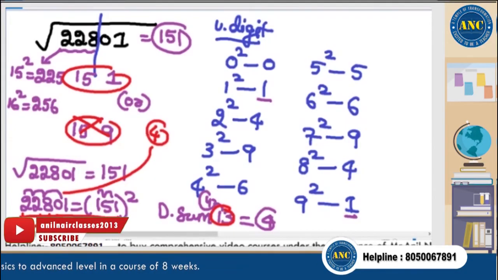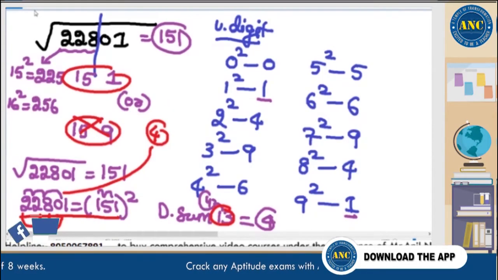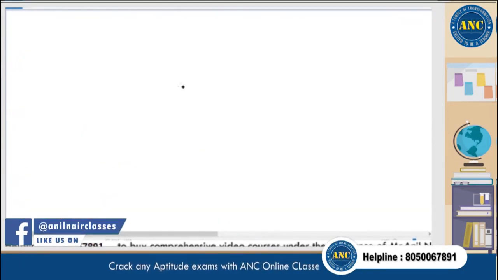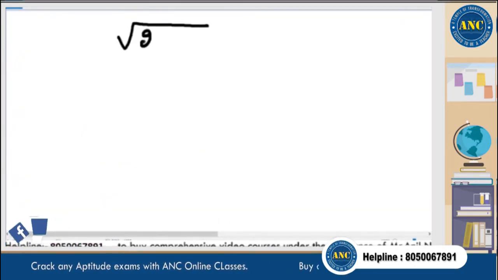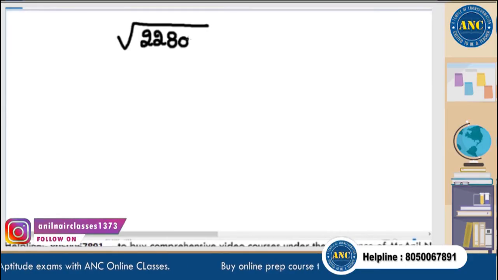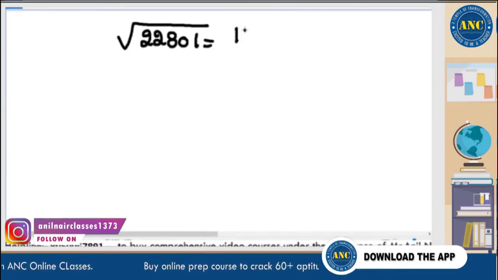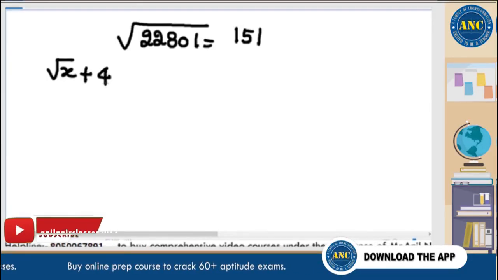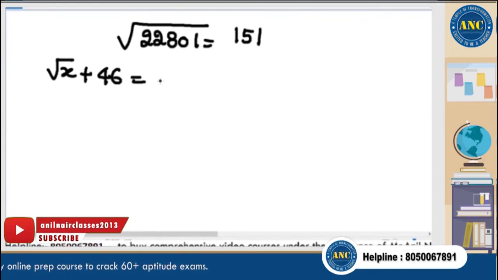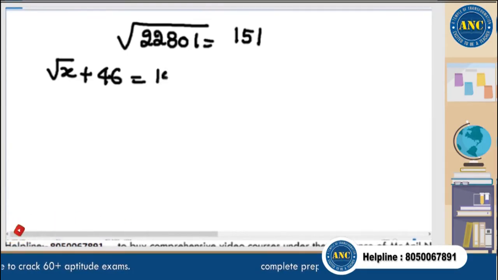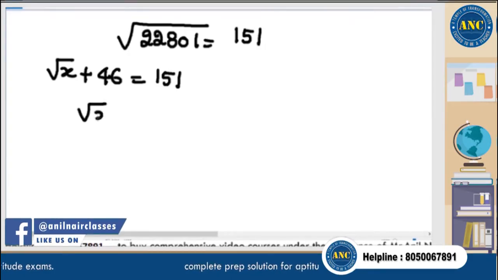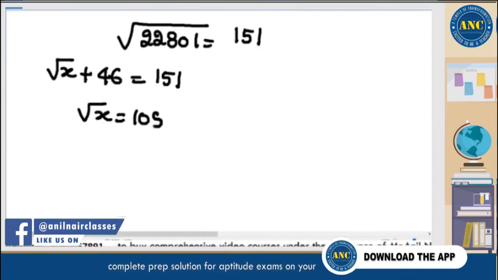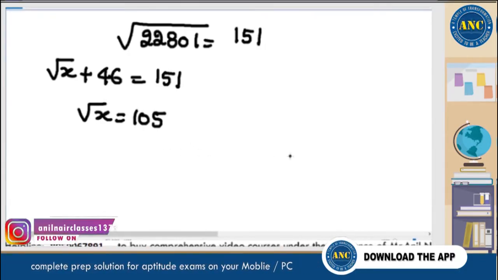So the root of 22801 is 151. This is the traditional method. We should not use this traditional method. You are sitting in my class to learn my way of solving. This is 151. So root x is nothing but 105.